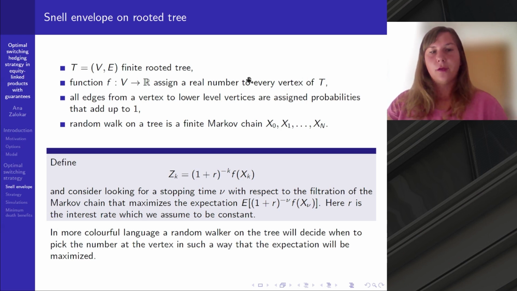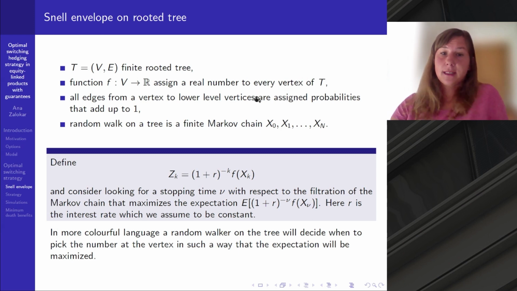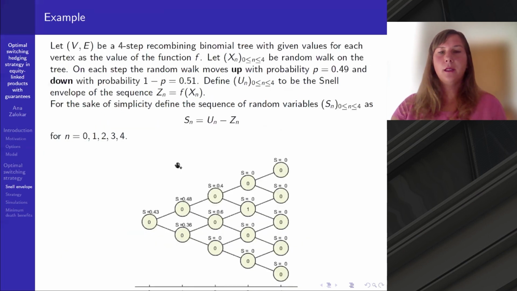So what kind of sequence do we have, whose expectation we would like to maximize? We have this Zk, which is 1 plus r, where r is the interest rate, to the minus k, times this function f. So we would like to look for a stopping time mu which maximizes the expectation of this Zk. In more colorful language, a random walker on the tree will decide when to pick the number at the vertex in such a way that the expectation will be maximized. And this can be nicely seen in this case here.